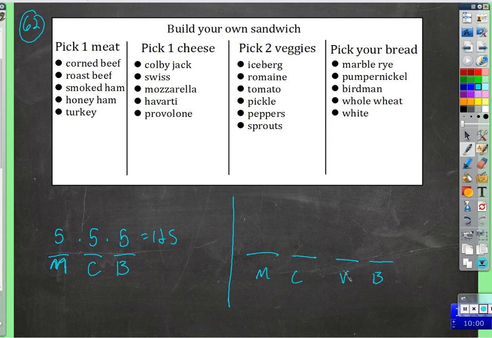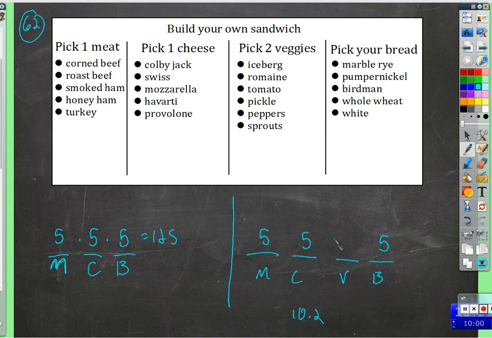So I guess this would be really a 10.2 question, okay? But we're about to go into 10.2, so why not talk about it? So we can choose 1 of 5 meats, 1 of 5 cheeses, 1 of 5 breads, but how many ways can we choose 2 veggies from 6 veggies?